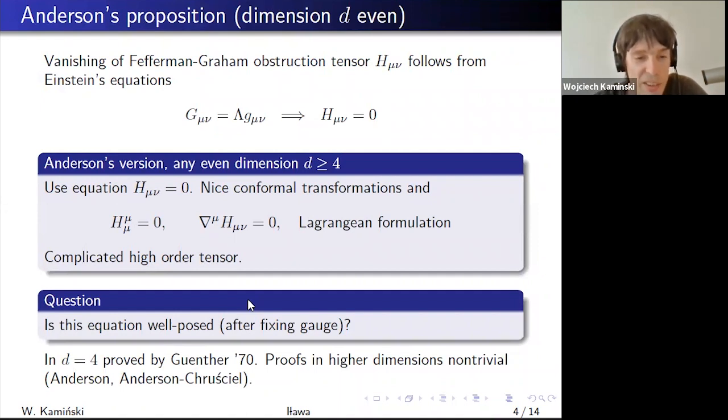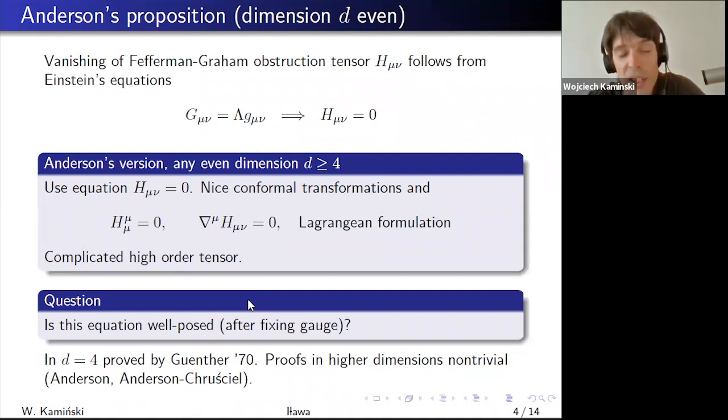And Mike Anderson 15 years ago invented the following replacement for this system of Friedrich. The observation is that the Fefferman-Graham obstruction tensor vanishes if the Einstein equations are satisfied. So it's more general. It also transforms very nicely under conformal transformation. So it satisfies this list of Friedrich.